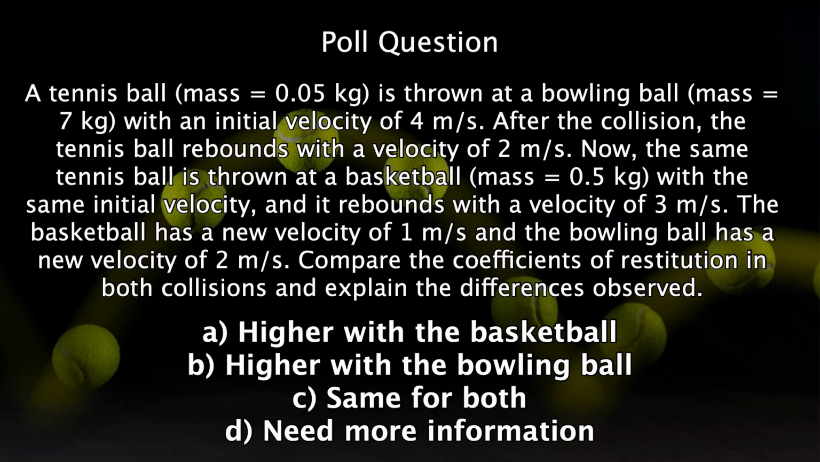Alright, if you need a hint to help you out here, one thing that I'd consider is what variables do you actually need in this equation? There's quite a few that might not be necessary. Alright, hopefully you got A as your answer. So the coefficient of restitution would be higher with the basketball. Now, why is that?